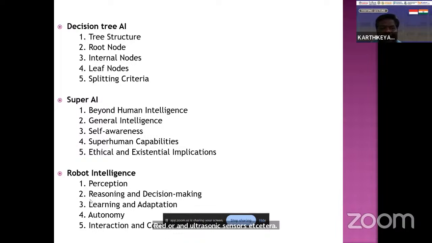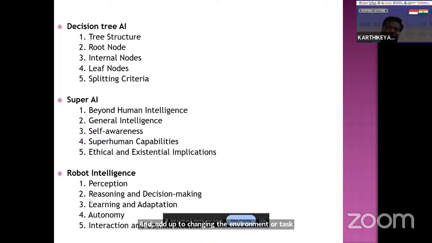In reasoning and decision making, intelligent robots can analyze sensory data, process information, and make decisions based on predefined rules and algorithms or machine learning models. And robot intelligence also includes learning and adaptation. It encompasses the capacity to learn from experience and improve performance over time. Through techniques like machine learning and reinforcement learning, robots can acquire new skills, refine their behavior, and adapt to a changing environment or task.